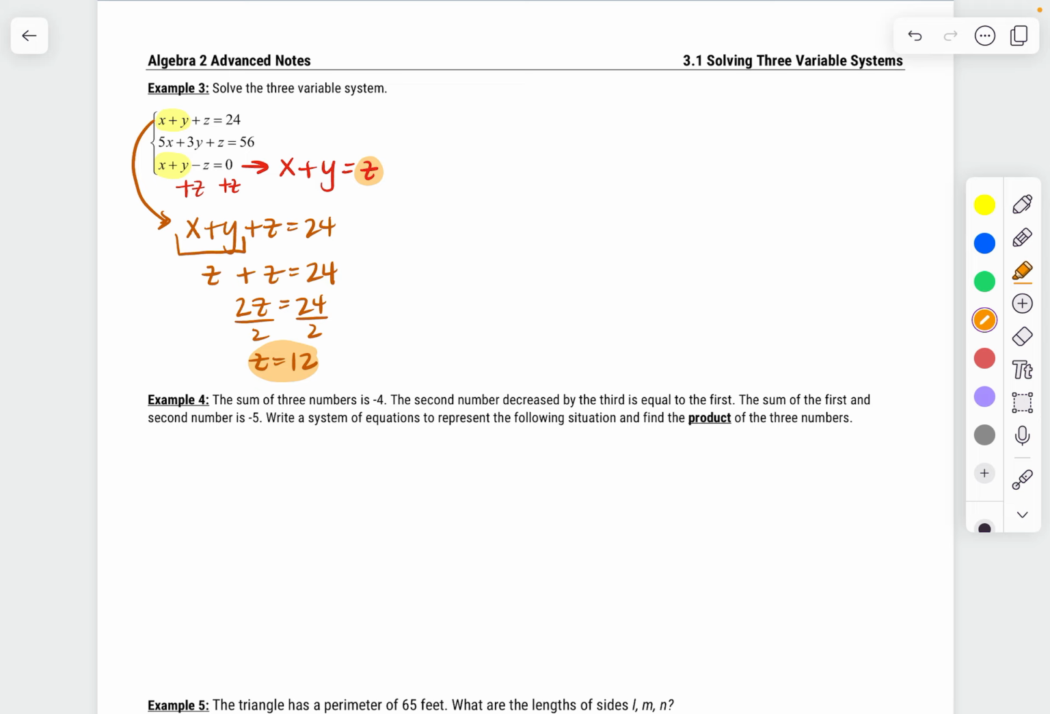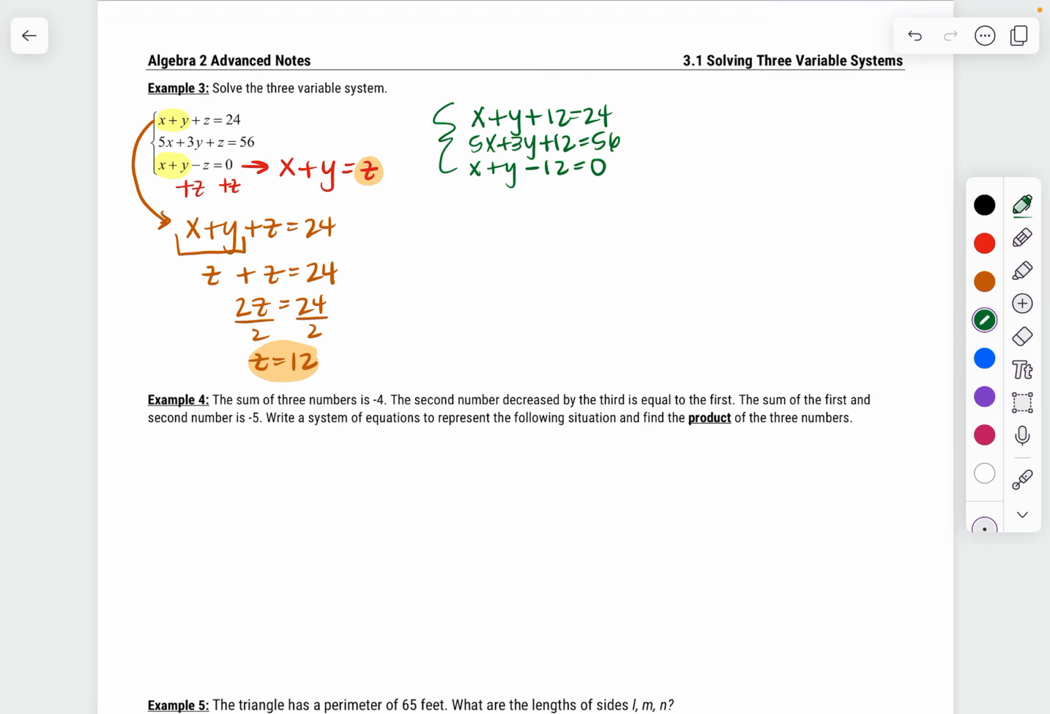Now, generally after this, my usual recommendation is to go in and fill in some values with that first problem that you have. So I'm going to take the same thing. I'm basically going to remake the whole system, but instead of having the z, I'm going to replace everything with 12. x plus y plus 12 is equal to 24. 5x plus 3y plus 12 is equal to 56. And then x plus y minus 12 is equal to 0.